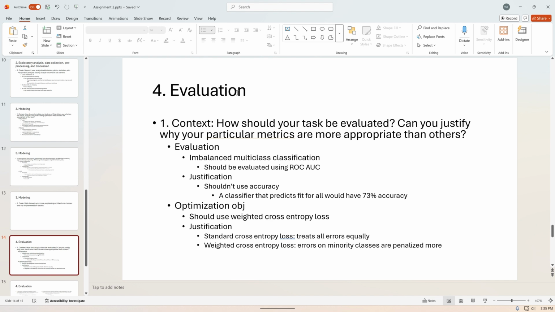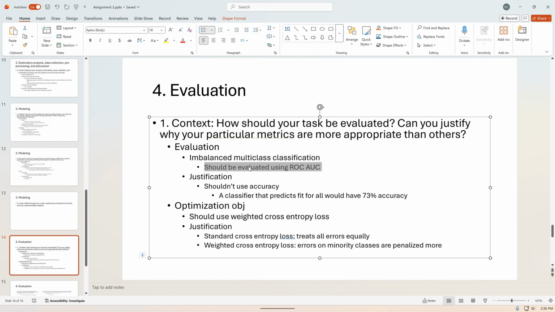So section 4, evaluation. Question 1, context. How should your task be evaluated? Can you justify why your particular metrics are more appropriate than others? So we are dealing with the imbalanced multi-class classification task, and we should use ROC-AUC, more specifically 1 versus rest ROC-AUC as the evaluation metrics. Justification for that, we shouldn't use accuracy. A classifier that predicts fit for all inputs would have a 73.8% accuracy, so that's not good.